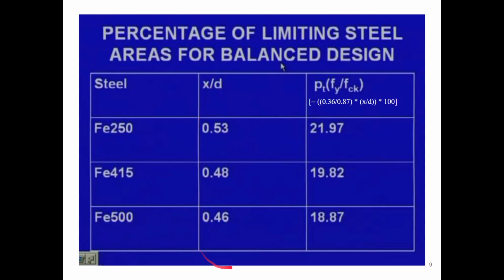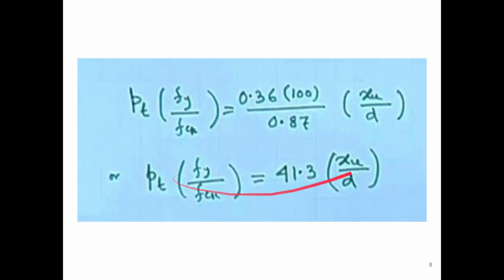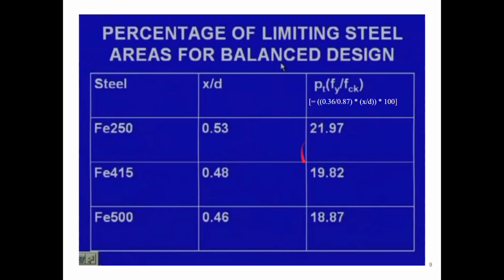This is basically found by taking the strain diagrams. If you equate the strain diagrams using the compression value as 0.0035 and the maximum strain in tension as 0.87 Fy by ES plus 0.002, you will get these values for different steel sections. Using the last equation, we get the PT Fy by FCK value as 21.97 for Fe250, 19.82 for Fe415 and 18.87 for Fe500. All of these are in percentages.